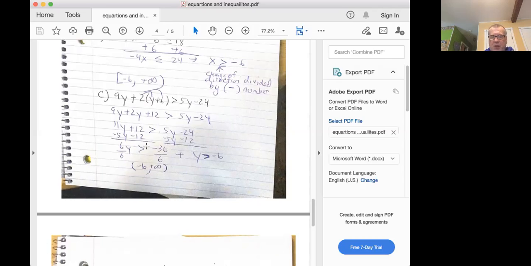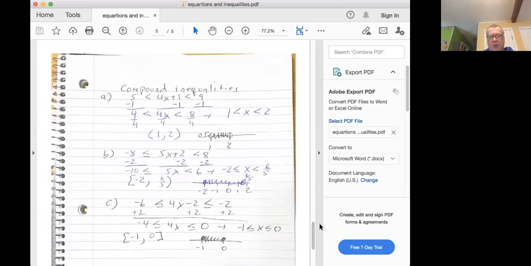So that gives us 6y is greater than minus 36. We'll divide both sides by 6. Since 6 is positive, there's no change in direction. And so that gives us y is greater than minus 6. So that means we start at minus 6, not including it, so there's a parenthesis, and we go forever to the right. So that means we go to positive infinity.